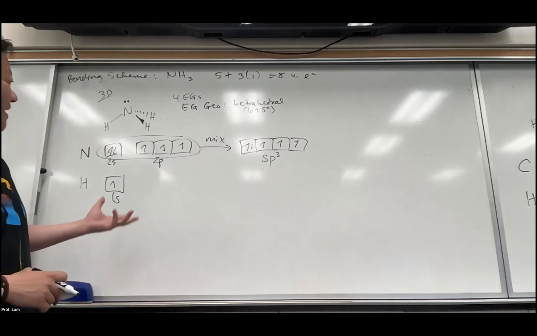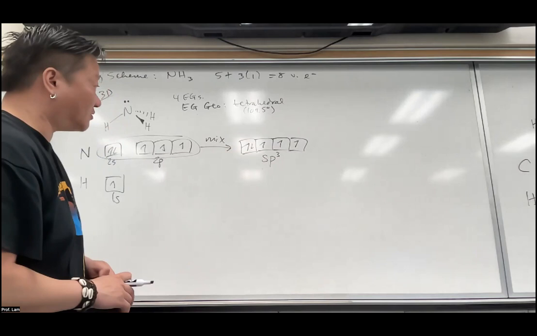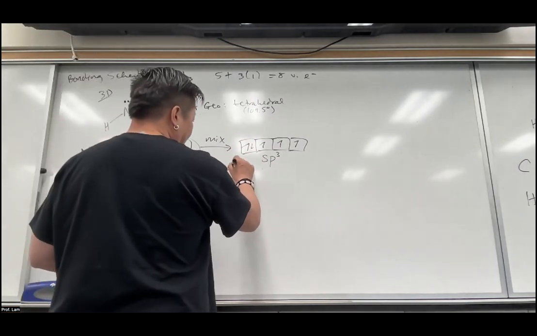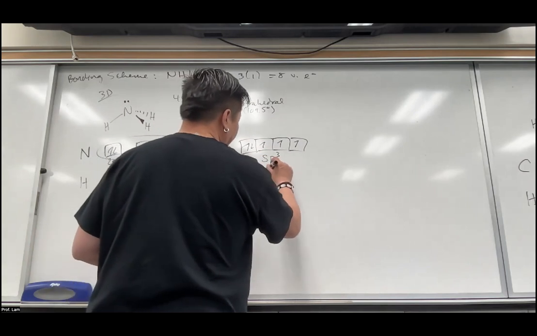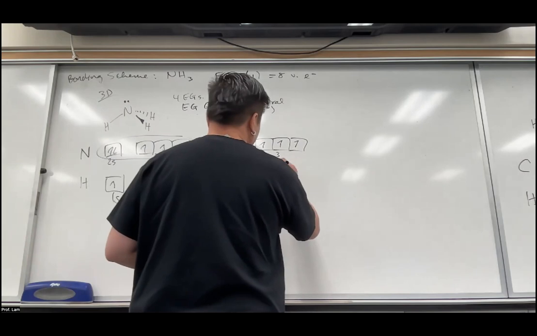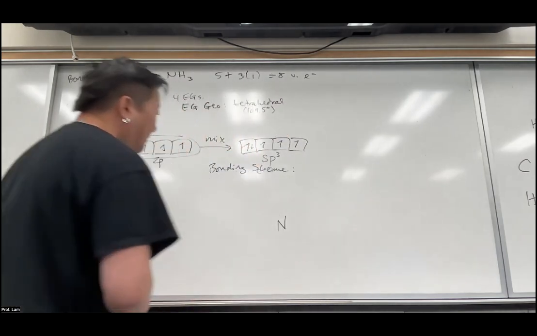Okay. So we can see that in one of the sp3 orbitals, you have a lone pair, and the rest of them you have singles. Okay. So we can draw that, right? Let's see what that looks like now. Bonding scheme. Nitrogen, draw that first.